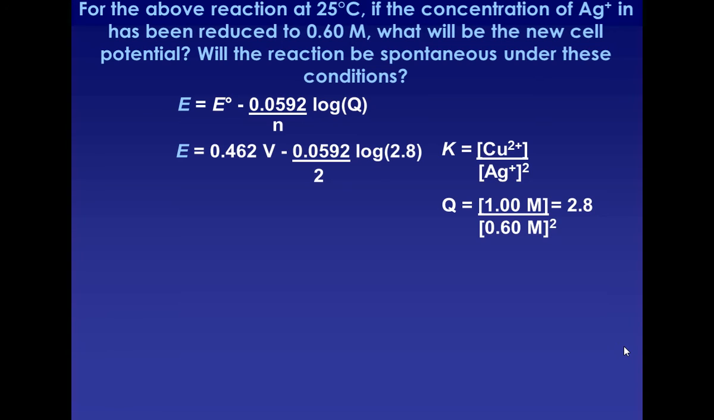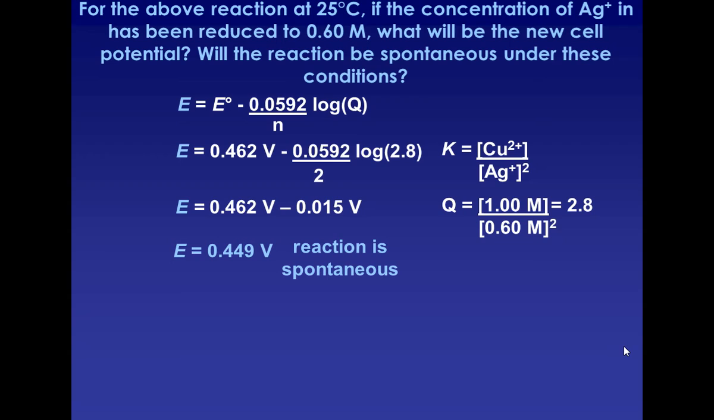I plug in what I know. I know the standard cell potential. I know that 2 moles of electrons were transferred. And that I see that when I combine that 0.0592 and the log of 2.8 over 2, my cell potential decreased. And that's kind of what we would have expected to have happened. We reduced our reactant concentration, so we're not going to be able to make as many products. And because of that, our cell potential will be slightly smaller, 0.449. The reaction, however, is still spontaneous, and it will continue to be spontaneous until it gets to 0 when it's at equilibrium.